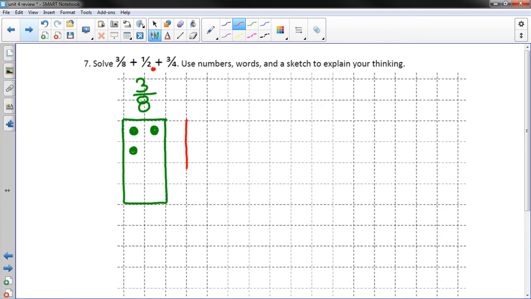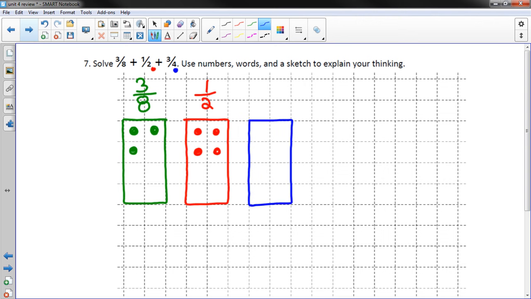Half, I'll do that in red. Half would have 4. And 3/4, I'll do that in blue. Notice all my things look exactly the same. The rectangles have the same dimensions. And 3/4. Actually, 3/4. Those are fourths, and I'd fill in 3 of them.